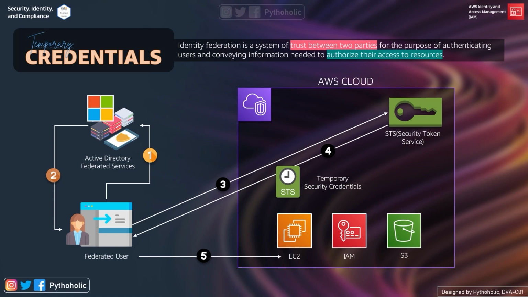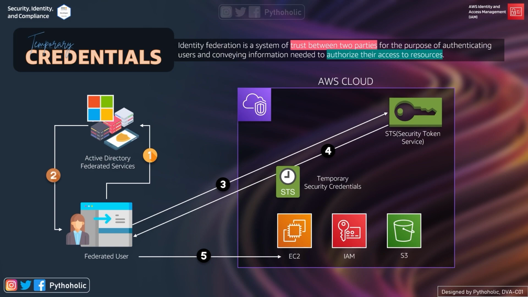Identity federation is a system of trust between two parties for the purpose of authenticating users and conveying the information needed to authorize their access to resources. So it is a system of trust between two parties, and the purpose is authentication of users and conveying the information needed to authorize their access to the resources.